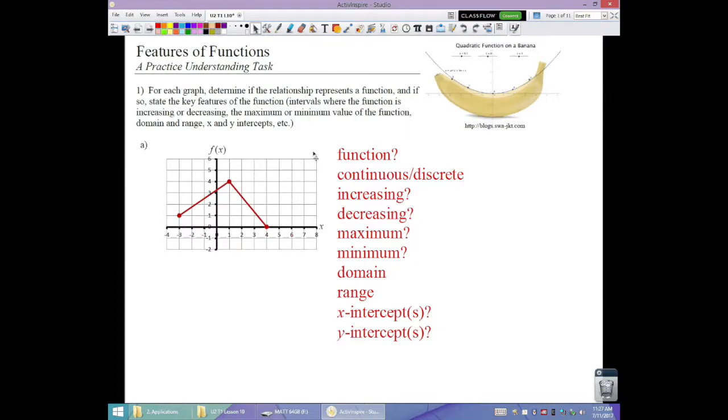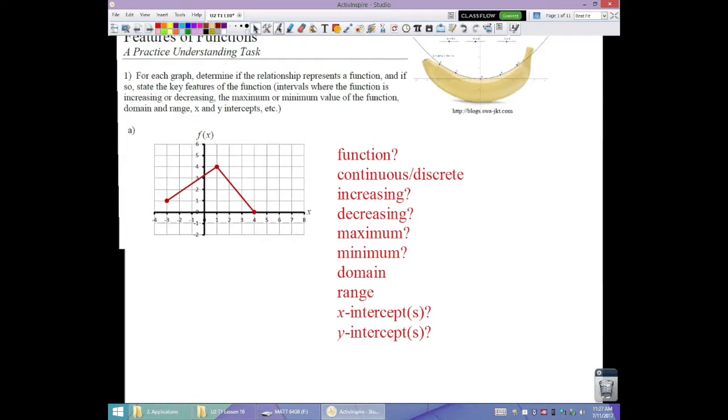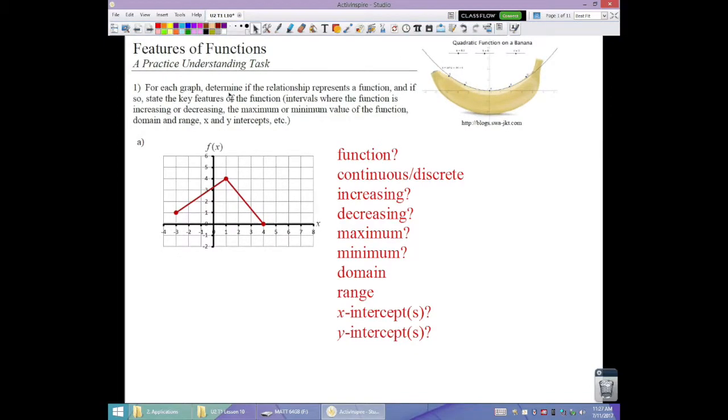Okay, so we're going to look at all these different features, properties, characteristics, whatever you want to call them, for functions at each of the different graphs. So first we need to decide if the thing is a function. If it is not a function, then we can just move on. We don't have to do all those other parts of the question. So is part A a function?